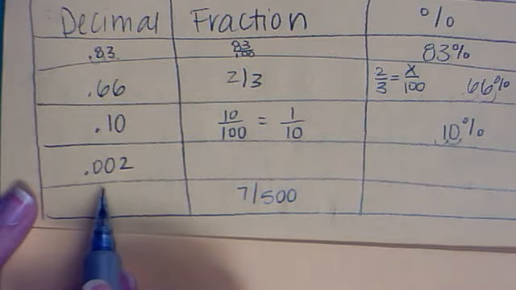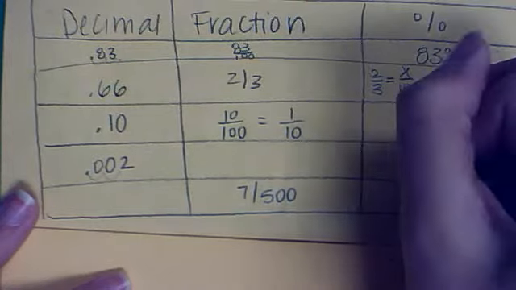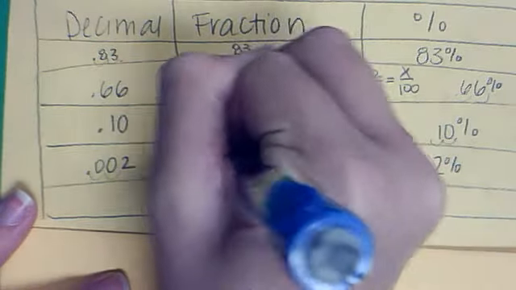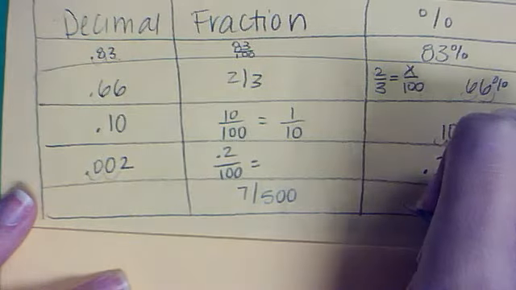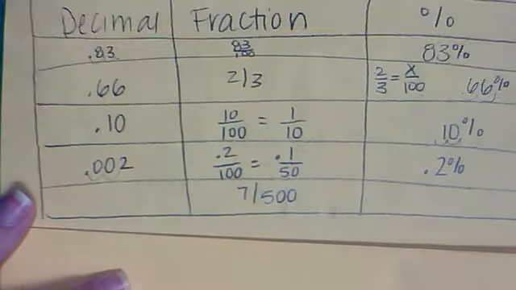On the next one, we're going to make 0.002 into a percent. We move it over 2 places to the right, so it's 0.2%. As a fraction, we do 0.2 over 100. Since 2 goes into both of those, we can reduce it to 0.1 over 50.